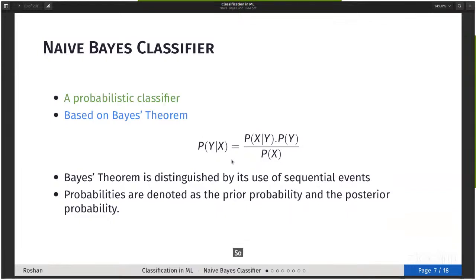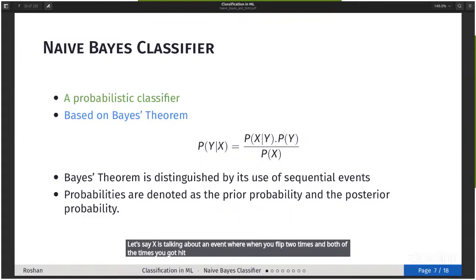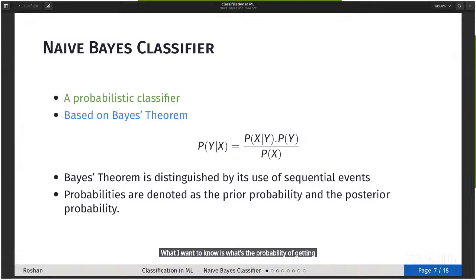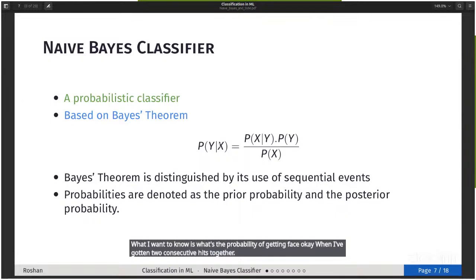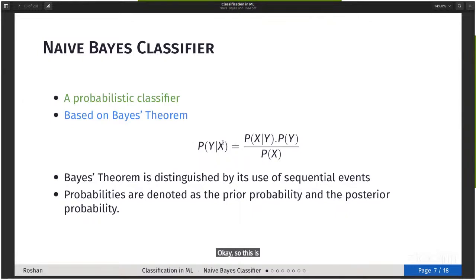So let's take an example where you flip a coin. Let's say X is an event where you flip 2 times and both of the times you got head. And let's say Y is an event where you calculate the probability of getting tail. So if I frame it according to the Bayes theorem, what I want to know is the probability of getting tails when I've gotten two consecutive heads together. So it's conditioned on some prior event.